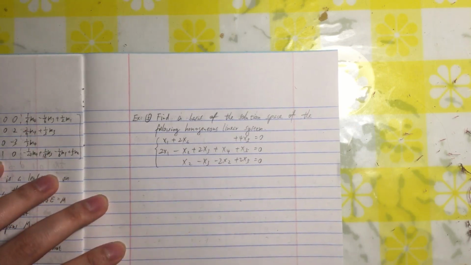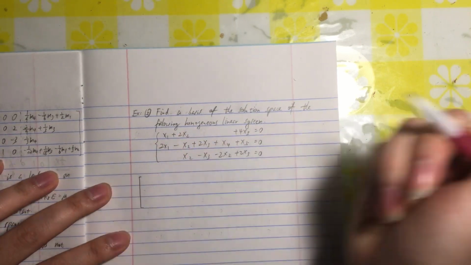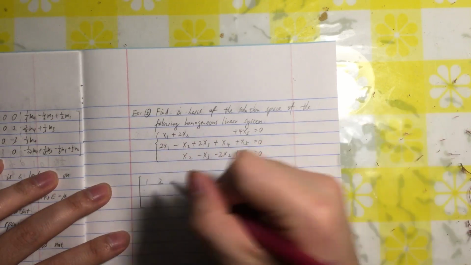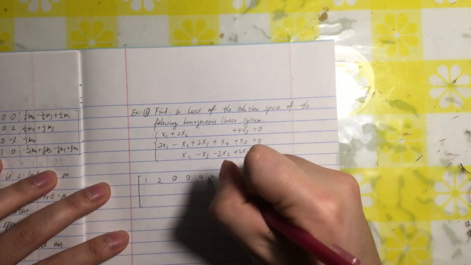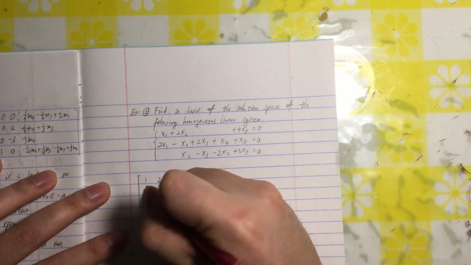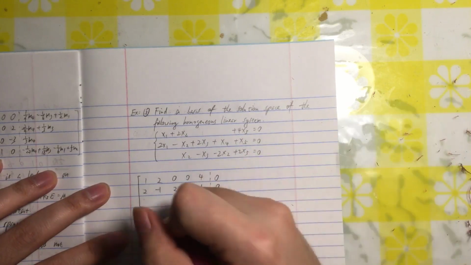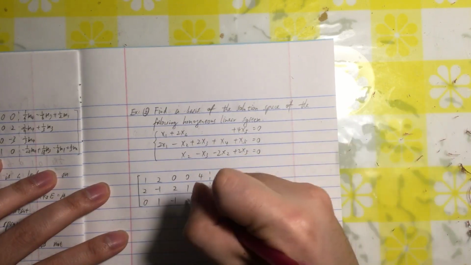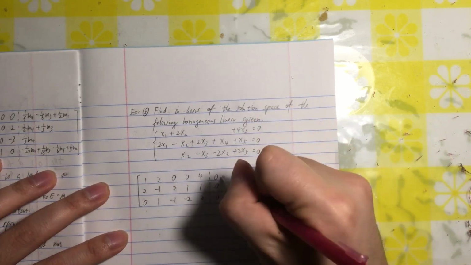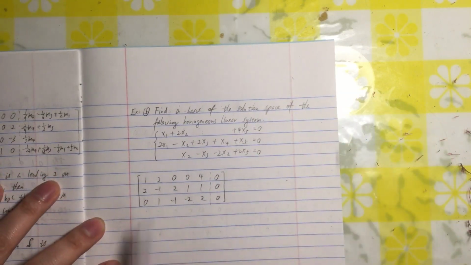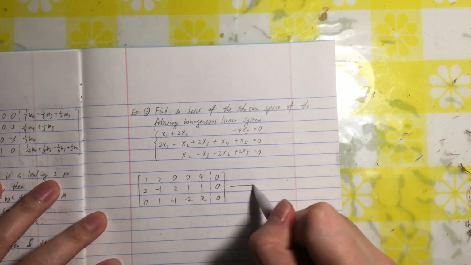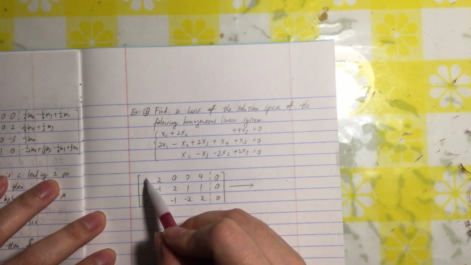So first of all, we will write the homogeneous linear system as an augmented matrix. The first row is 1, 2, 0, 0, 4, 0. Second row is 2, -1, 2, 1, 1, 0. The third row is 0, 1, -1, -2, 2, 0. We try to reduce the matrix using Gauss-Jordan elimination. In the first row, that's the leading one. We try to make all entries below the leading one to be 0. So I can first of all multiply the first row by -2, add it to the second row.